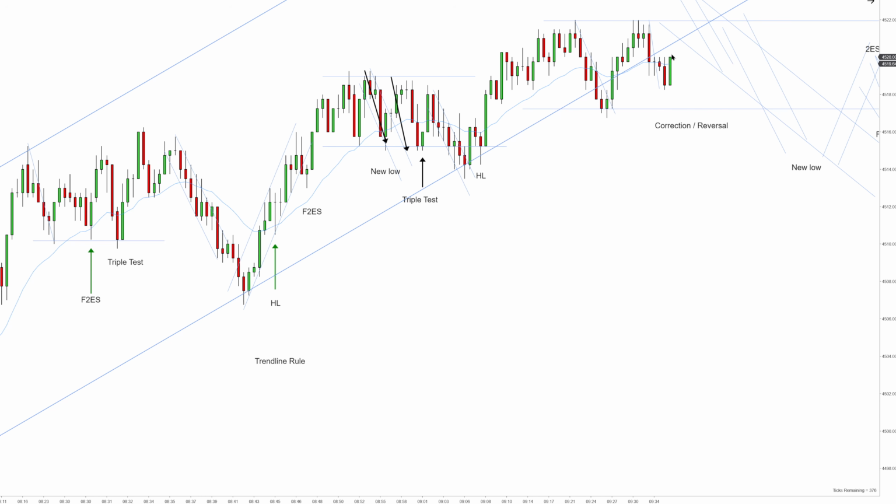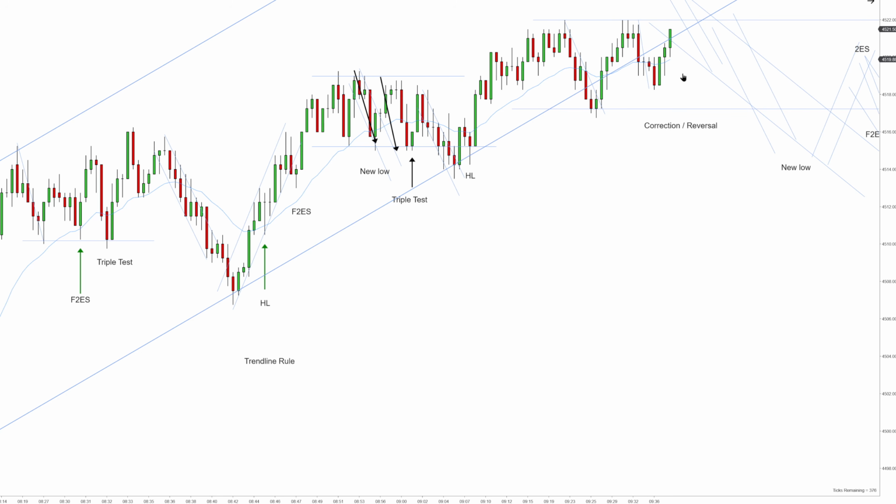Now we have a first entry long because a micro double top resets the count. Had this high been lower than this, you could have actually treated it as a first entry long, second entry long and go long here. But because we have a micro double top, I can only treat it as a first entry long, so you expect it's going to push higher, but unfortunately I can't really take it.